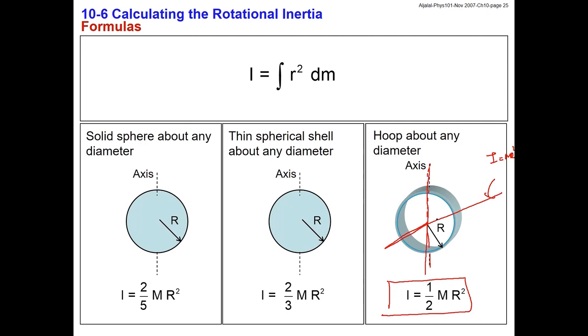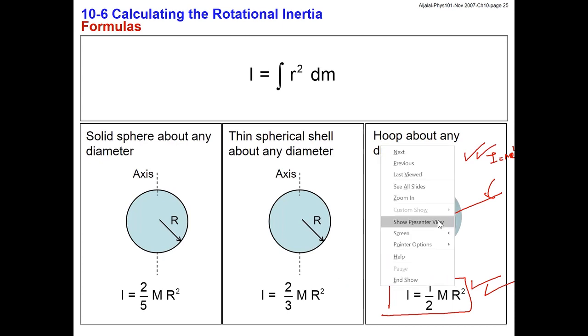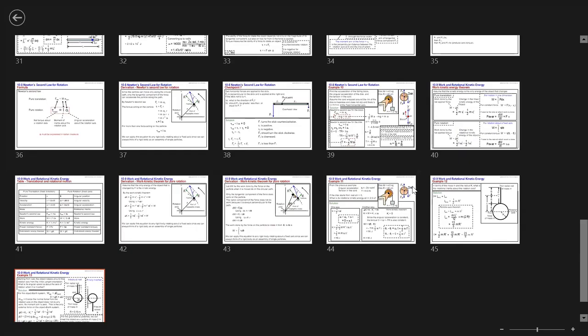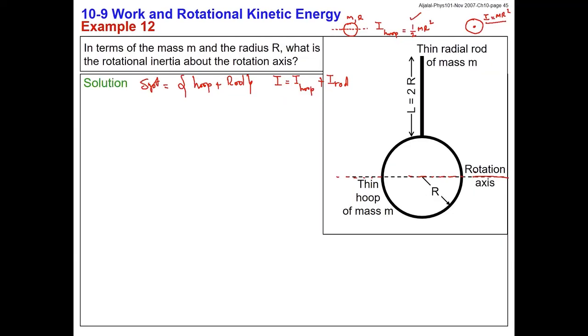So what is in your formula sheet, I believe, is the second one. This one is not in your formula sheet because the axis of rotation is passing through the diameter. Anyway, if you need it, I will give it to you. Now, that's what I have. So moment of inertia of this hoop around this axis of rotation is half mr squared. Now, what is the moment of inertia of the rod around this axis of rotation?